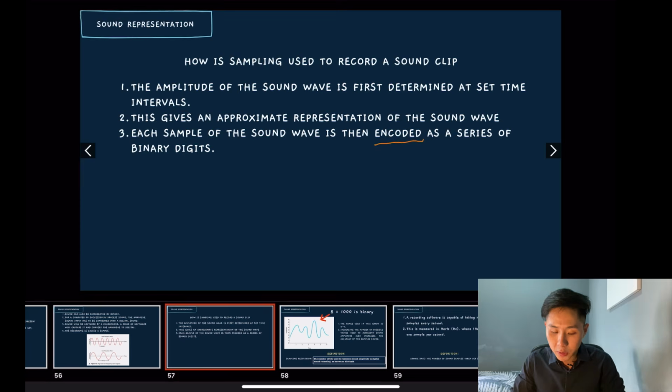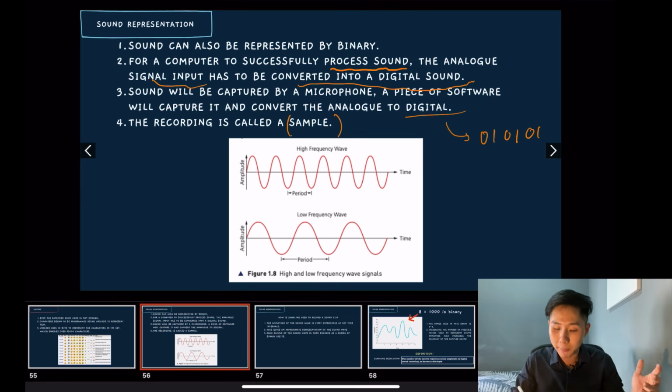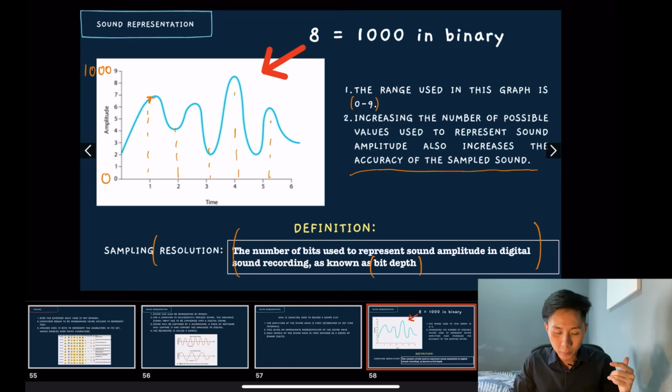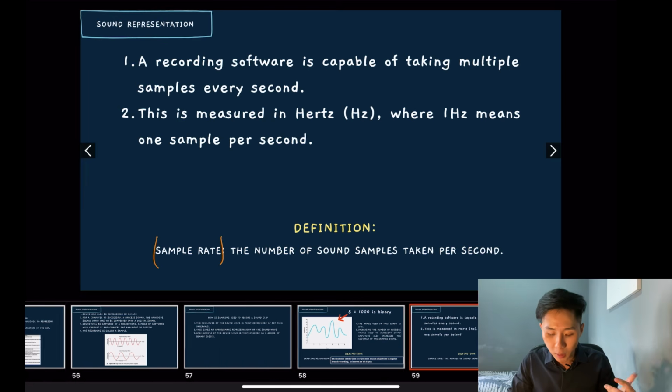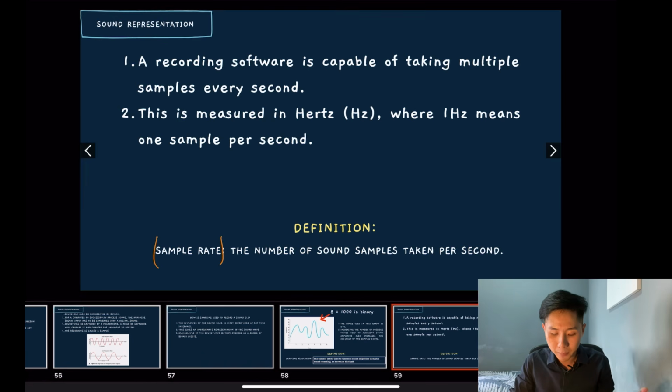The 3 definitions that we have here are firstly the sample, second the sampling resolution. What is the number of bits used to represent the amplitude of my sound? All right. Third one is the sample rate. How many samples do I take per second?